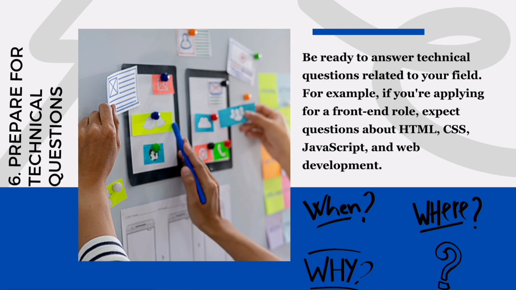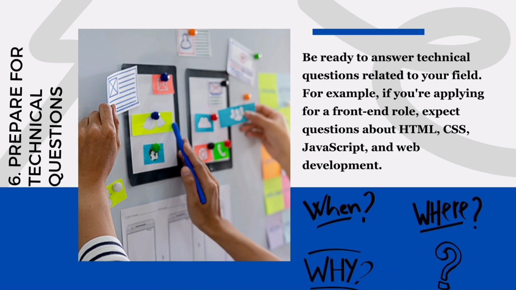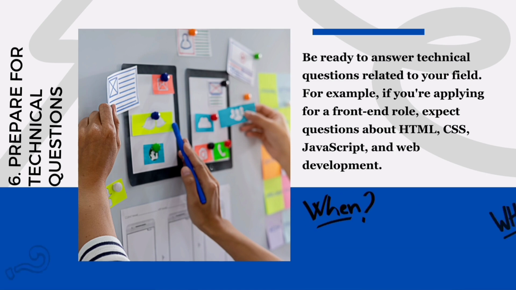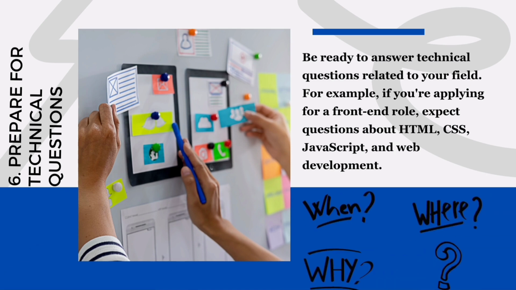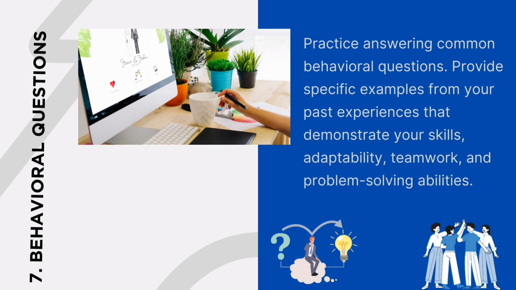Step number 6, prepare for the technical questions. Be ready to answer technical questions related to your field. For example, if you are applying for the front-end role, you will get questions based on HTML, CSS, JavaScript, or maybe web development. Accordingly, if you are applying for front-end, back-end, or full stack developer, as per your role, list out all the questions and try to prepare them with some real-time scenarios, or you can say use cases.